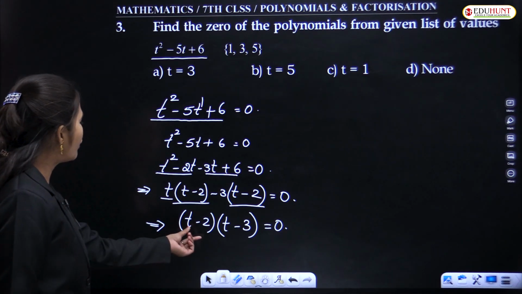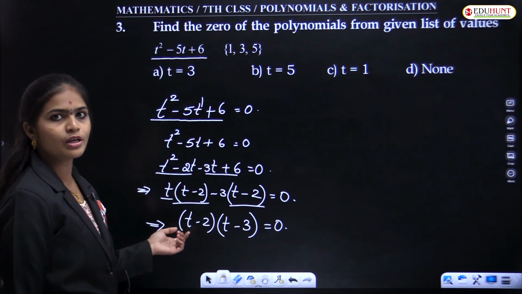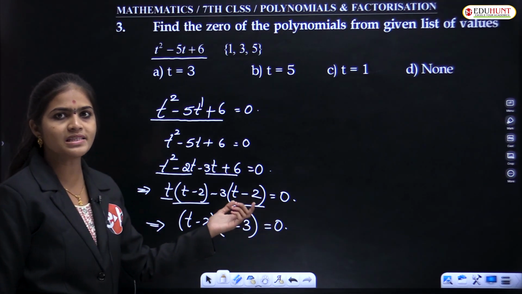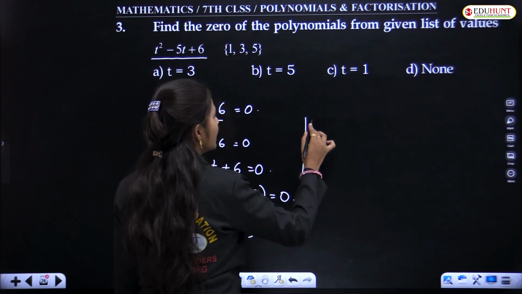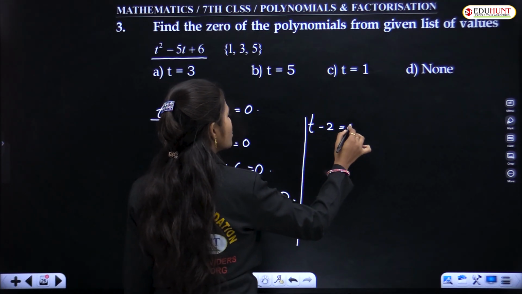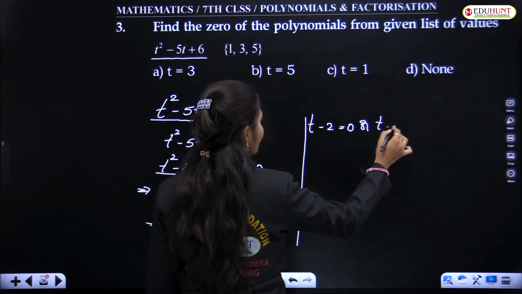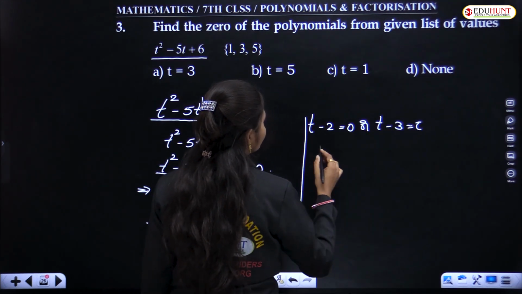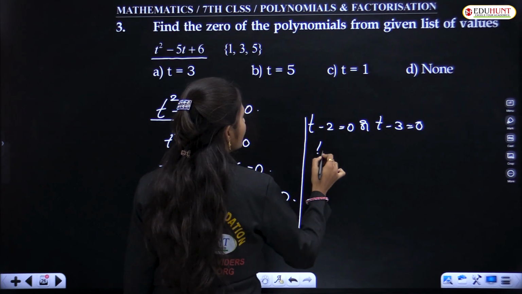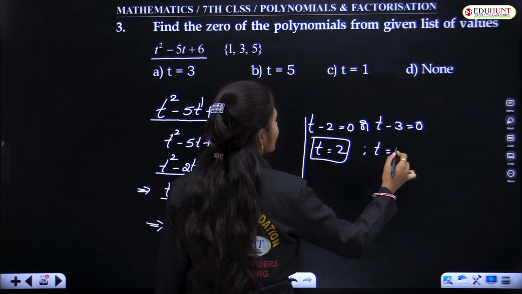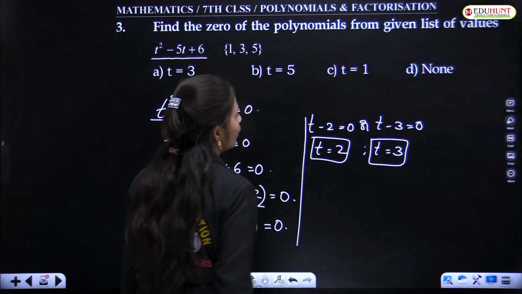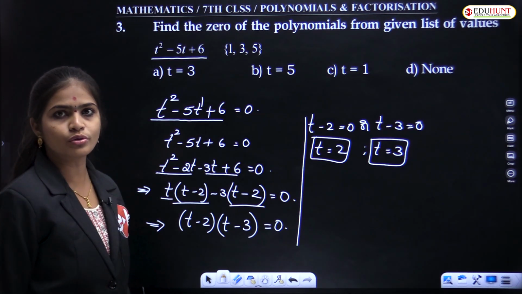So here the product of two factors is equal to 0, or the product of two numbers is equal to 0, means either any one of the numbers is equal to 0, no? So t minus 2 is equal to 0 or t minus 3 is equal to 0. Okay, so t is equal to 2, and t is equal to 3. So we got the two roots now.